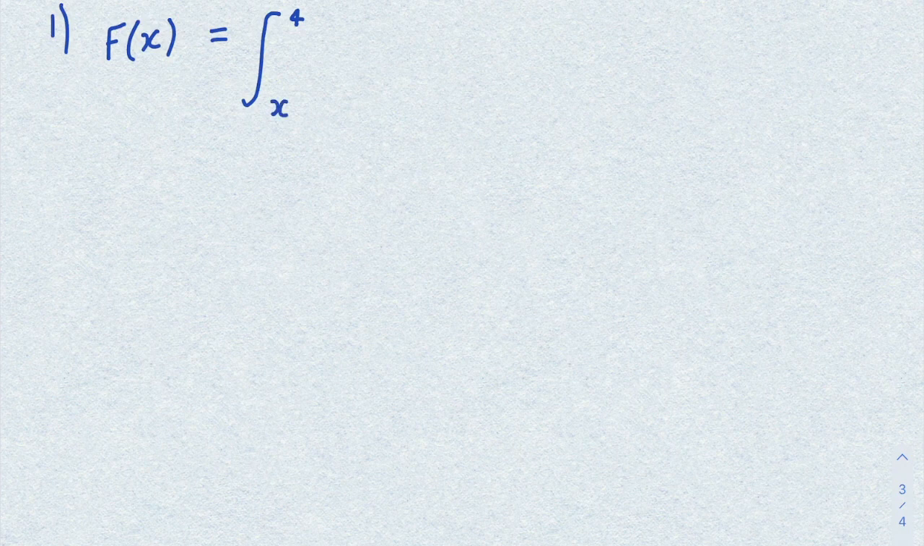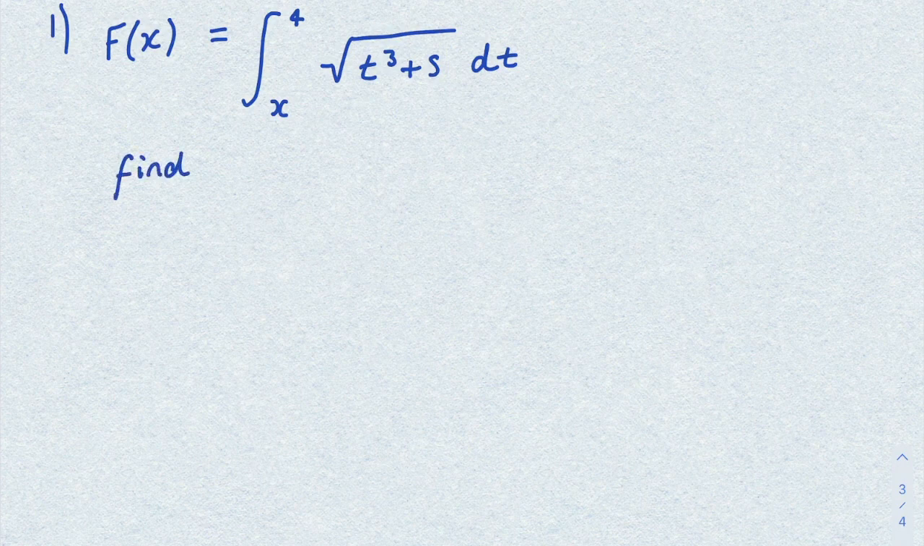So now we're going to look at some examples of applying the two theorems, Fundamental Theorem of Calculus Part 1 and Part 2, to a few examples. So the first example we will have is uppercase f of x equals the integral from 4 to x of the square root of t cubed plus 5, and obviously we're integrating with respect to t. So we want to find the derivative of uppercase f of x.